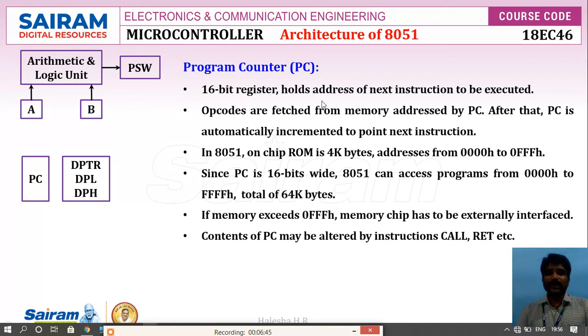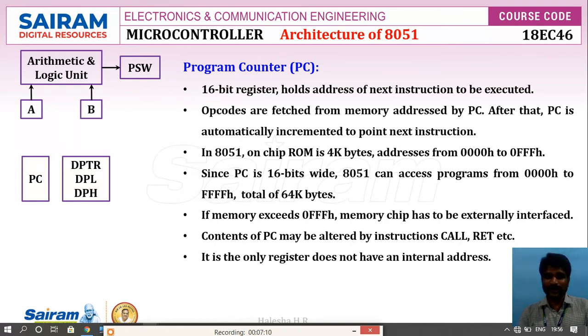As I said, the program counter holds the address of the next instruction to be executed. It automatically increments, and that can be altered by the call and return instructions. These two are subroutine instructions. This alters the program counter. We'll discuss in detail when we discuss call and return instructions.